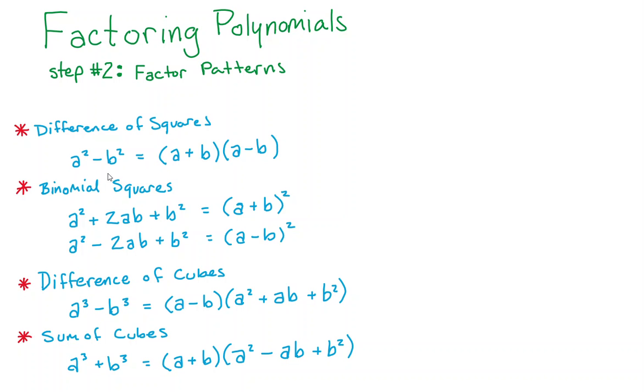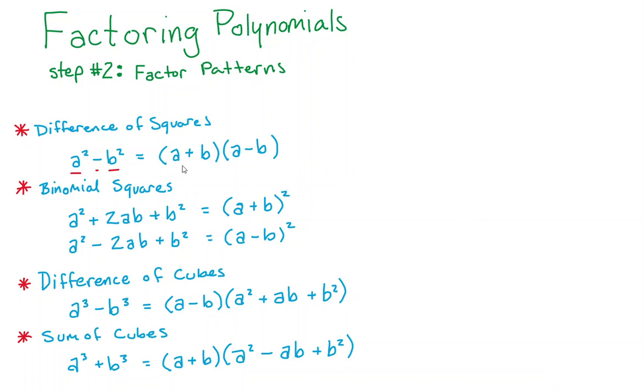So the difference of squares is when you see a perfect square minus a second perfect square. Now, those perfect squares can be numbers, like 4 or 9 or 25, or they could be variables like x squared, y squared, z squared, or x squared, y to the 4th, z to the 6th power. All of those would be perfect squares.